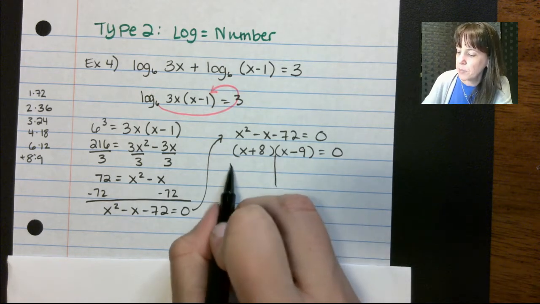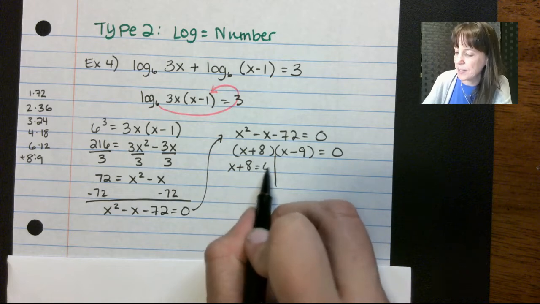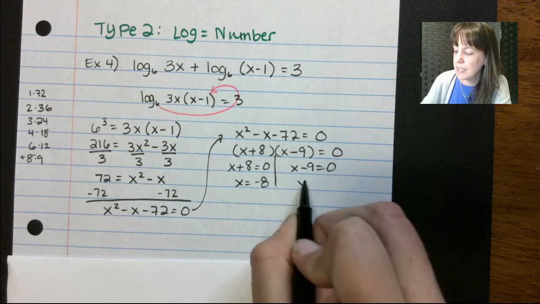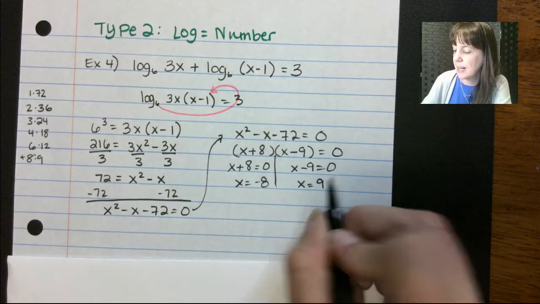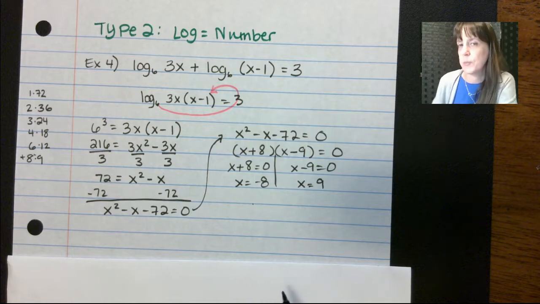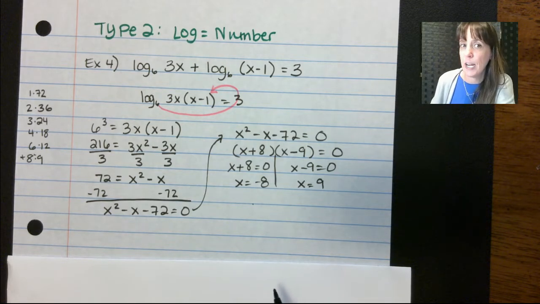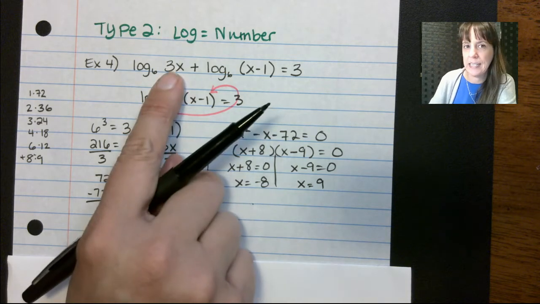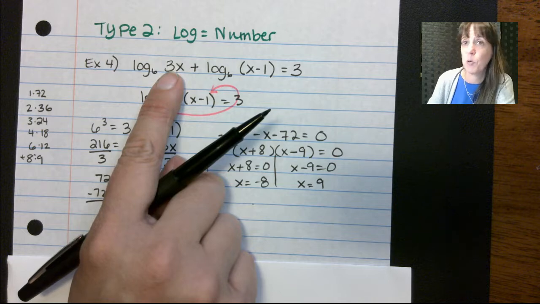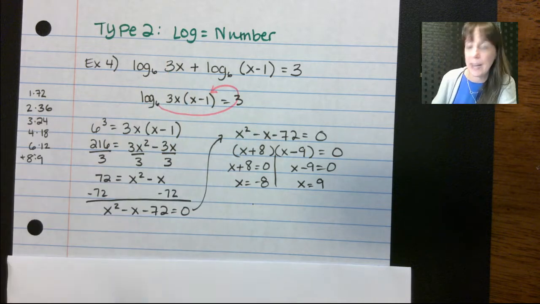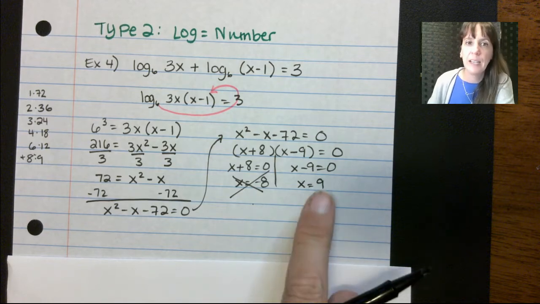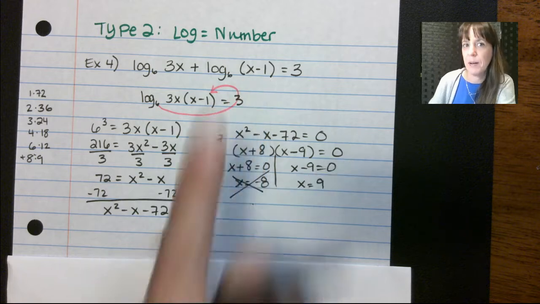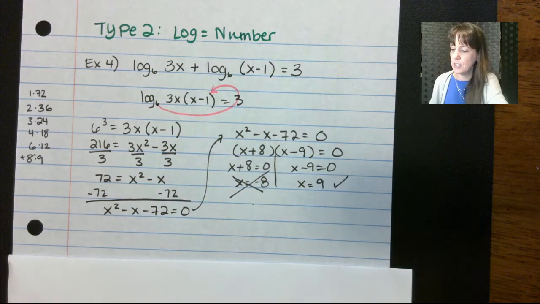Let's use our zero product property to say x plus 8 equals 0, which means x equals negative 8. x minus 9 equals 0, which means if I add 9 to both sides, x equals 9. These are my two potential answers, but they aren't actually answers yet because I have to go back and double check. For example, if I take negative 8 and plug it in right here, 3 times negative 8 is negative 24. We're not allowed to have a negative here, so straight away I have to get rid of this one. Now what about 9? 3 times 9 gives me a positive number, and 9 minus 1 gives me a positive number. So this one is okay to use.